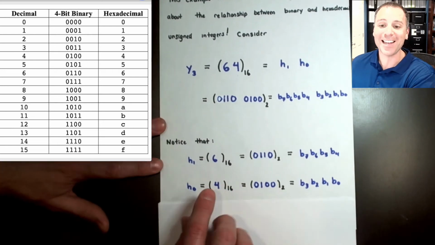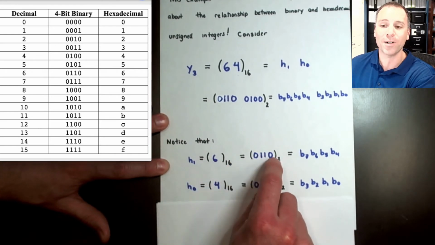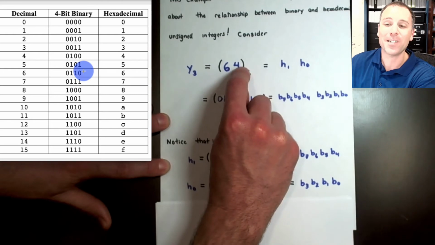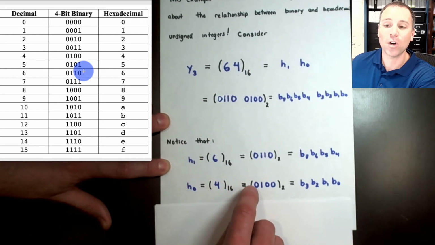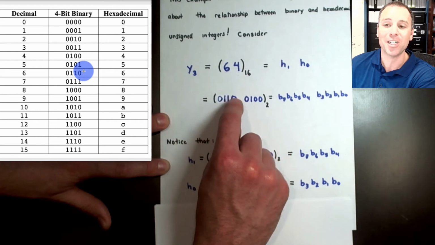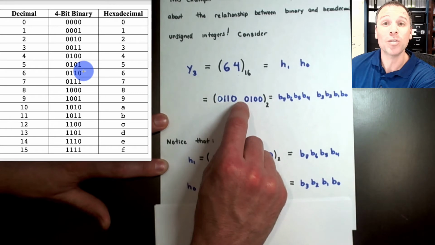Another way to say that is, if I just looked at the binary representation of 6, that's 0110. We could see that from this table on screen. 6 is 0110. And then if I look at the binary representation of 4, that's 0100. So literally all I did is I just took each individual digit, put in the 4-bit code for the binary representation, and those two things are identical.